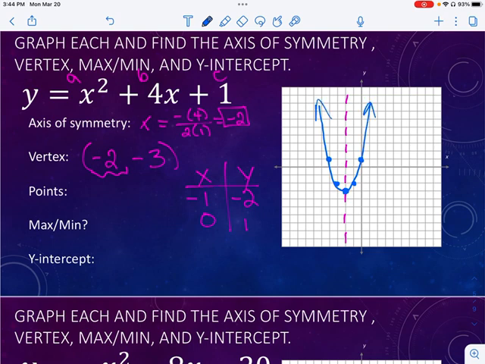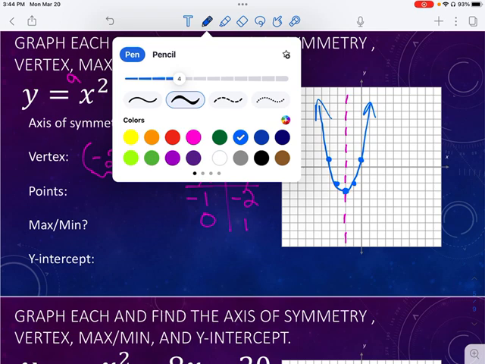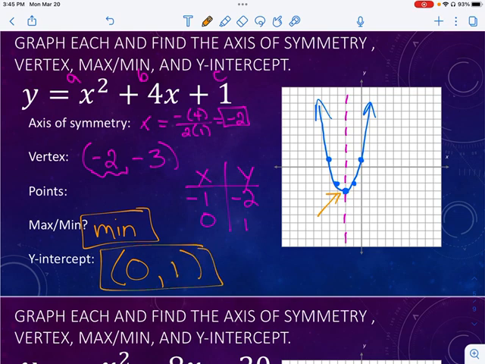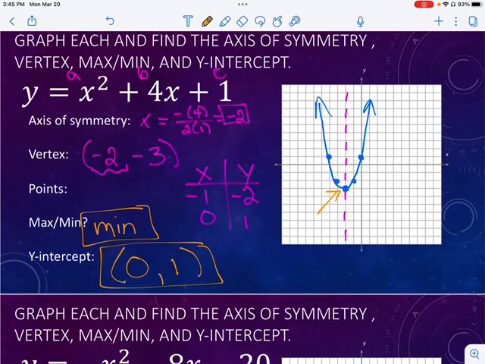Now we're going to ask a couple last questions about this. Next, I'm going to ask, is the vertex a minimum or a maximum? Well, it's at the bottom, so it is a minimum. Okay, the y-intercept, remember this is where we plug 0 in for the x. So if I plug 0 in, we get back a 1, so my y-intercept would be 1. And that's how we do that process.